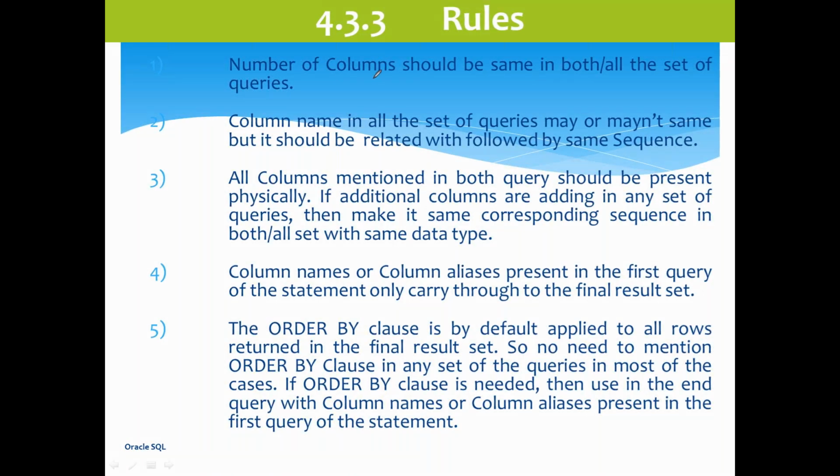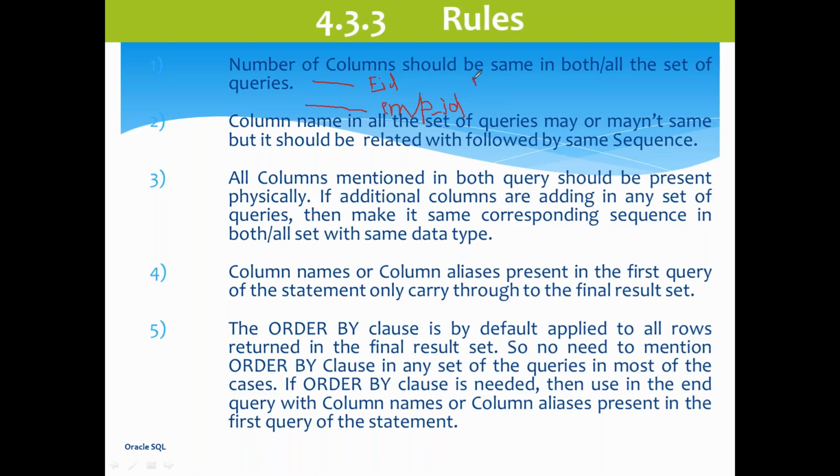So what is that? Suppose in table 1 employee ID is there, first column. In table 2 it is mentioned as EMP. This is also the first column. So what is the meaning of these two? This is also employee ID. This is also employee ID. Column name is not same, no problem, but meaning is same. So this type of sequence should be present. So the first column is employee ID from both the tables.